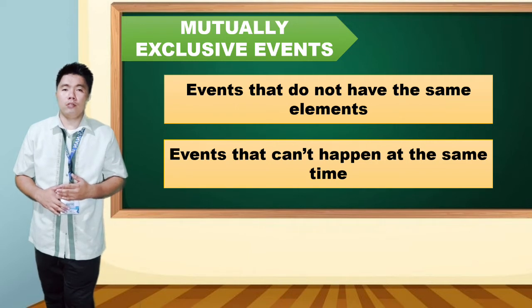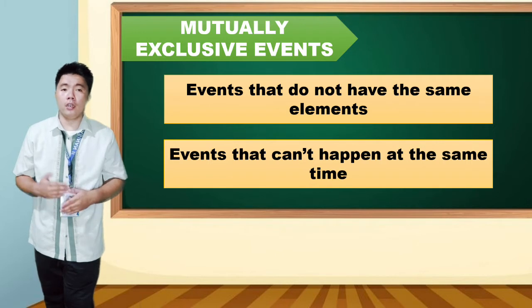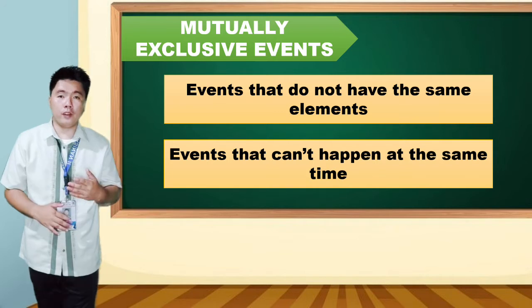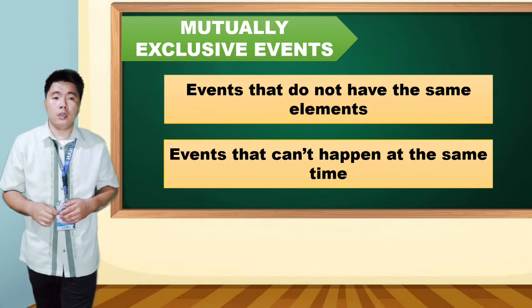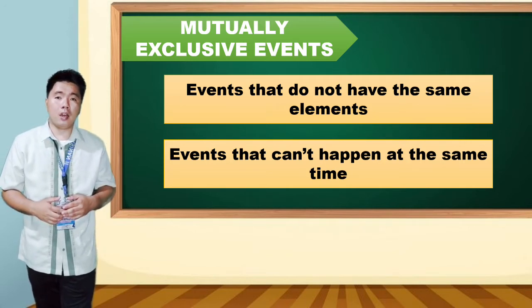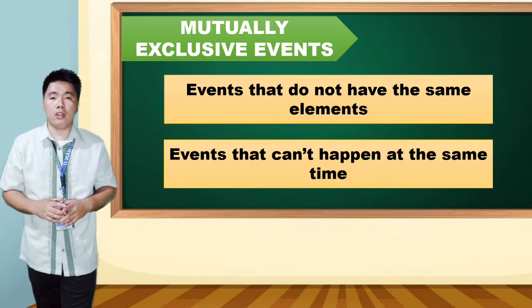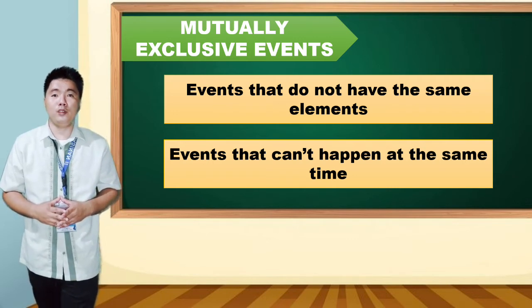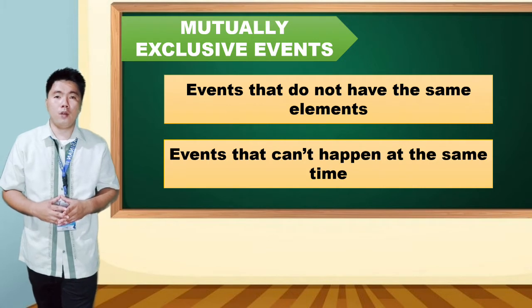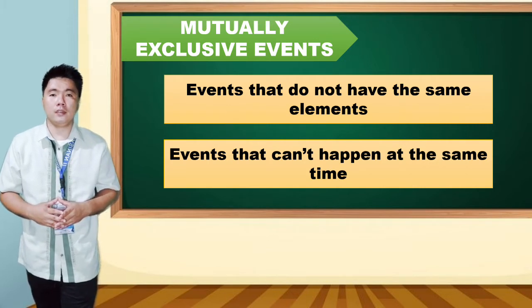These are events that do not have the same elements, or events that cannot happen at the same time. For example, in rolling a die, it is expected that we only have one outcome, so the outcome cannot be 1 and 2 at once. Or in real life, you cannot drink water while eating food at the same time. That is an example of mutually exclusive events.